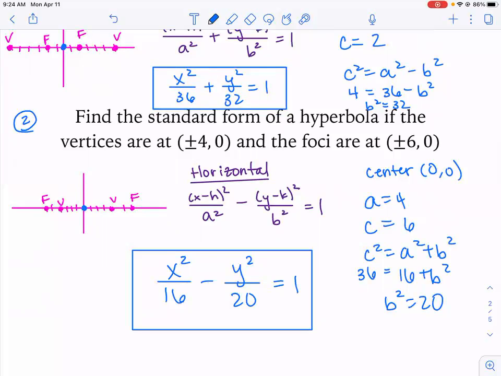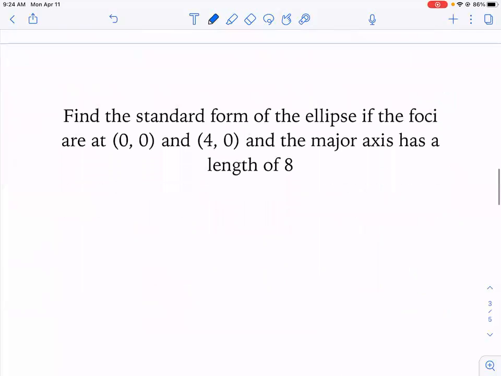Less work than graphing, right? All right, let's do some together. Okay. Write down what you need to here. So we have foci at 0, 0, and 4, 0. And we have a major axis that has length 8. So I've given you 2 foci and I've given you the major axis length. Write down what you need to.